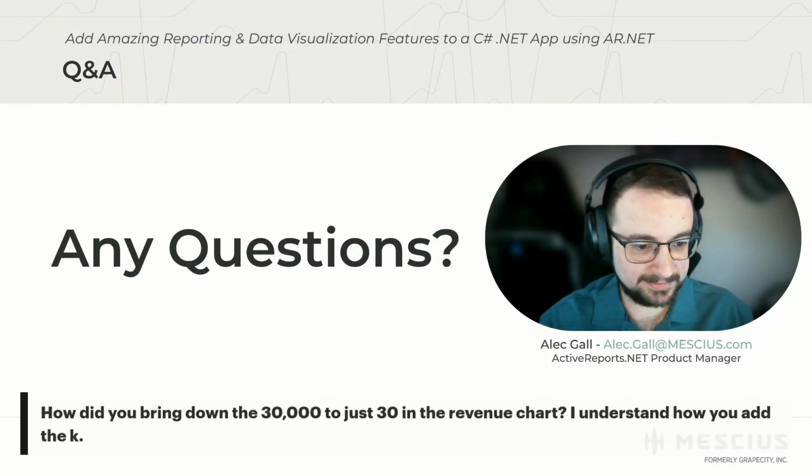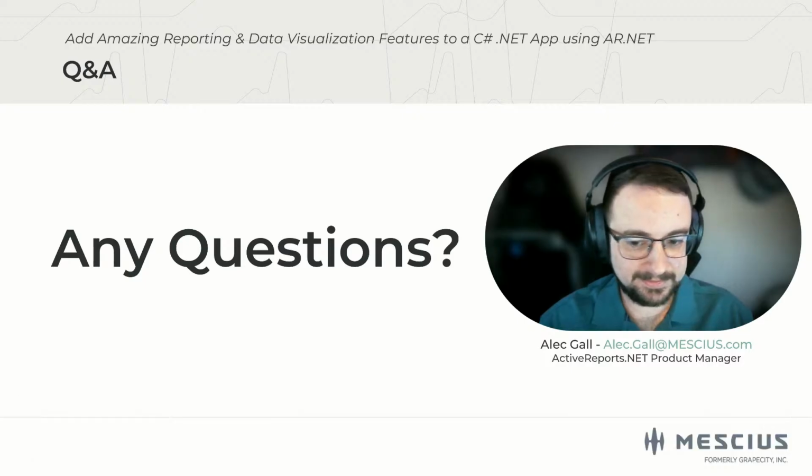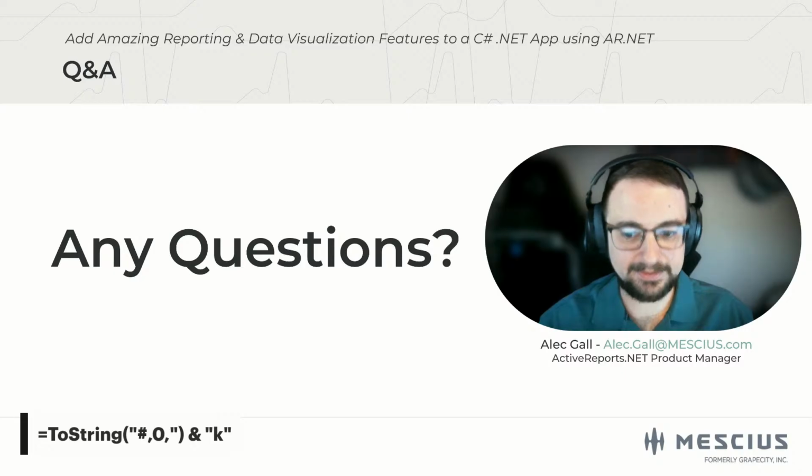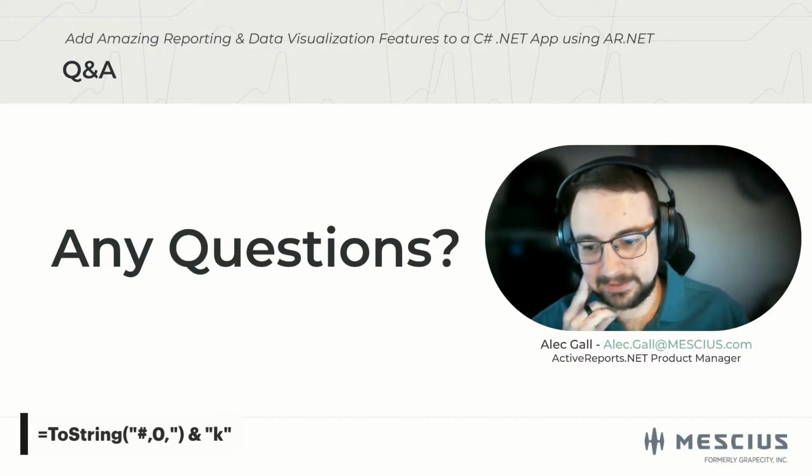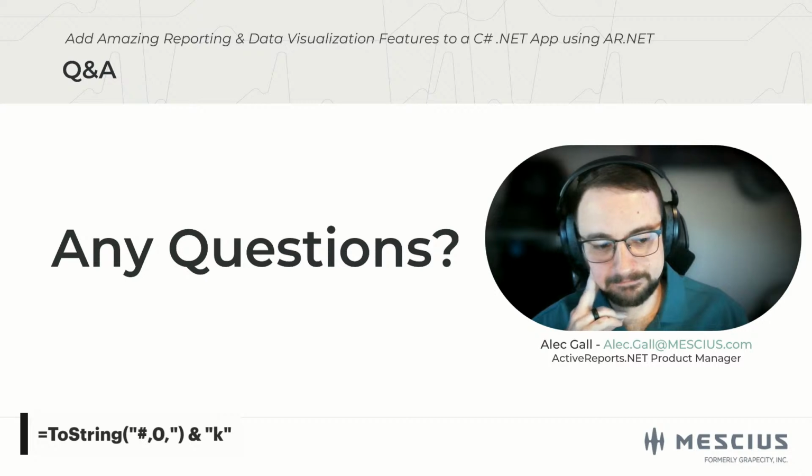I'll actually, let's see, I pasted the, here, this is the expression that I use, just toString, and then just a number symbol or hashtag or whatever you want to call it, and then 0 for 0 decimal places, and then K.